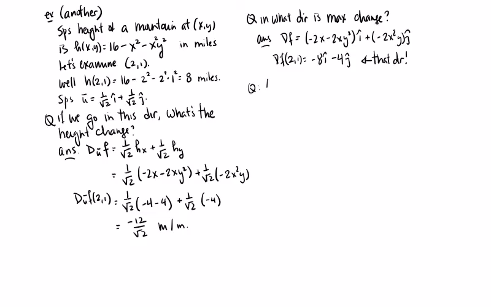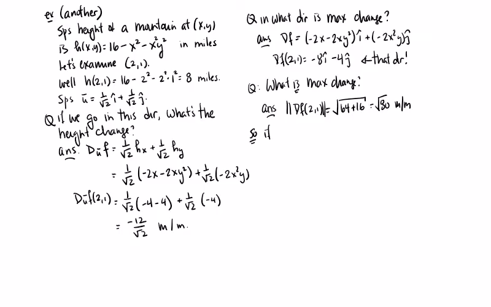And then the last question is, what is the maximum change? The answer to that is the magnitude of the gradient, which in this case is the square root of negative 8 squared plus negative 4 squared. That's the square root of 80 meters per meter. That means if we go in the direction given by negative 8i minus 4j, we will experience an increase of square root of 80 meters per meter, and that's the maximum we could ever encounter.